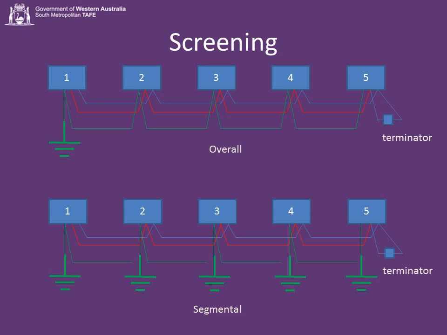However, if there is a breakdown, let's say, bang, there's a break in the cable between number 2 and number 3. With overall screening, the comms between 3, 4 and 5 completely breaks down. I mean, obviously 3, 4 and 5 can't talk to 1 and 2, but they can't talk to each other either. Whereas with segmental screening, 1 and 2 can talk to each other, and 3, 4 and 5 can all talk to each other. So, although the network is broken into two, it's broken into two functional networks.